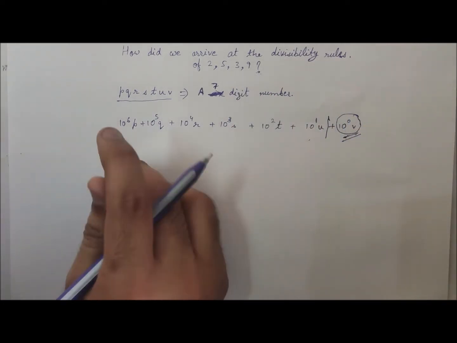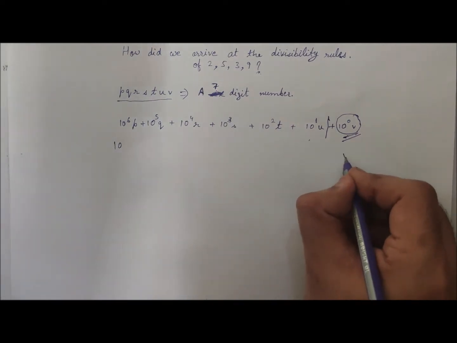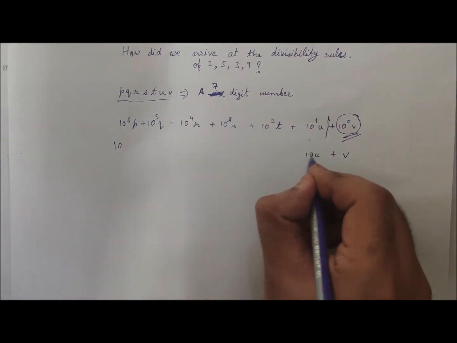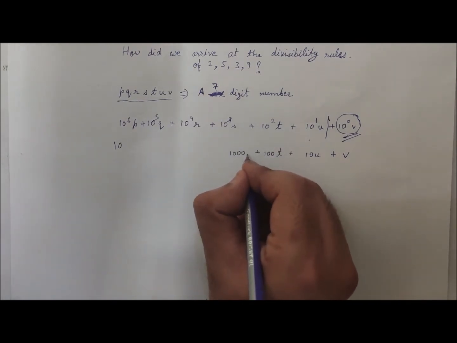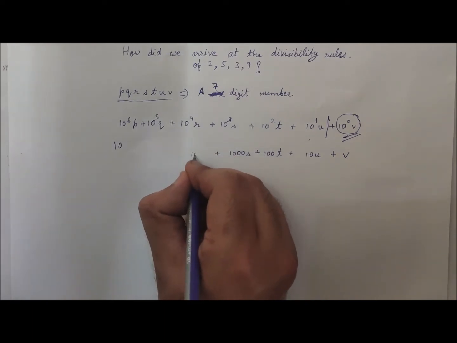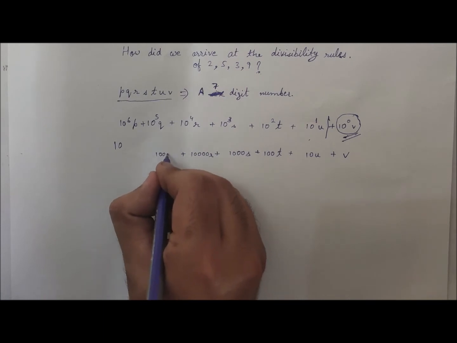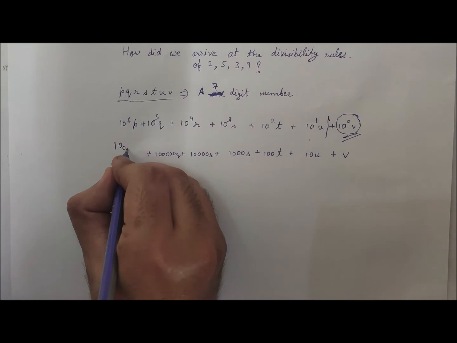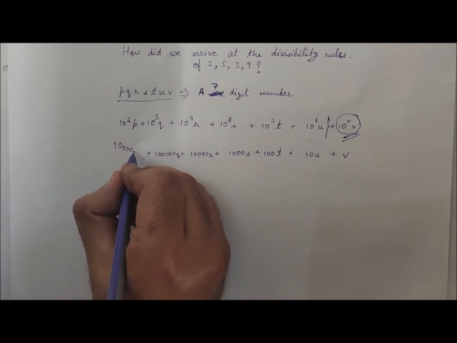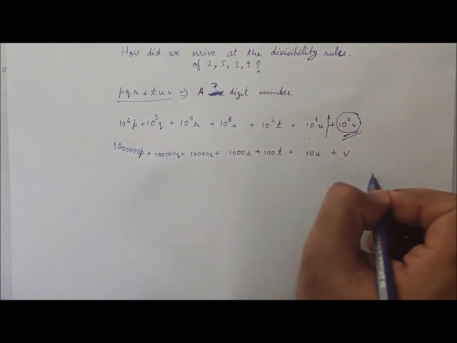Now coming to how we arrived at the divisibility rules for 3 and 9. Let us just expand this and see what happens. I'll write it from this side: V plus 10U plus 100T plus 1000S plus 10,000R plus 1 lakh Q plus, okay, 4, 5, 6, 10 to the power 6 P, that is 10 lakhs P. So I've just expanded it.